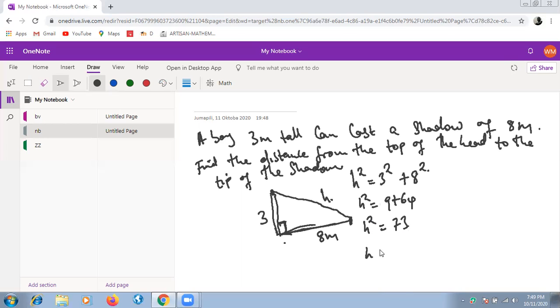So h is going to be equal to the square root of 73, which gives us 8.54. So we have this as 8.54 meters because the other units were in meters. So you can apply the Pythagoras theorem in real life scenarios depending on what you are given. But note this, Pythagoras theorem is only applicable in a right angled triangle. If the triangle is not right angled, we cannot apply it.